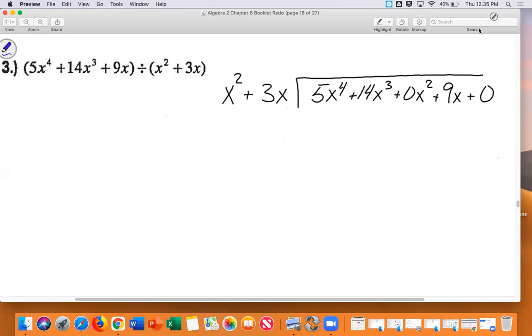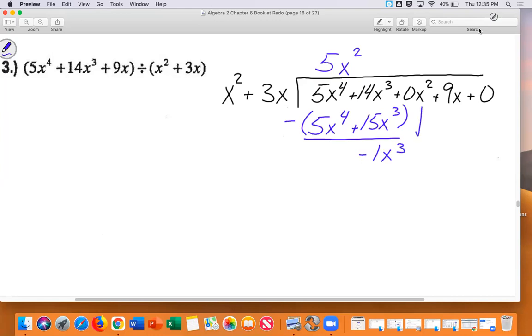Now, here, okay, I'm going to do the problem. So just sit back and relax. Okay. I have 5x to the 4th, and x squared. I'm going to multiply that by 5x squared. That gives me 5x to the 4th plus 15x cubed. I'm going to subtract these two. 5x to the 4th minus 5x to the 4th, that's 0. 14x cubed minus 15x cubed is negative 1x cubed. 0 comes down.